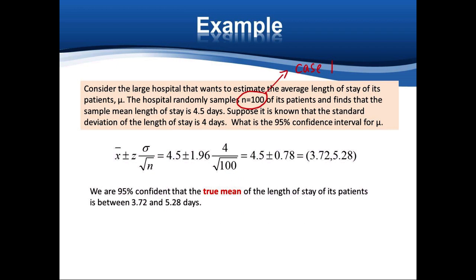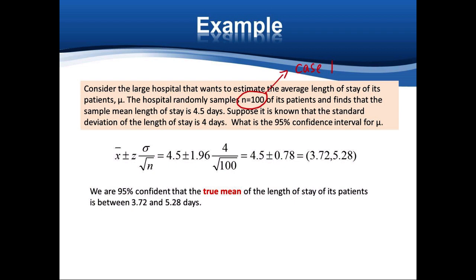Example 1. Consider a large hospital that wants to estimate the average length of stay of its patients, mu. The hospital randomly samples 100 of its patients and finds that the sample mean length of stay is 4.5 days. Suppose it is known that the standard deviation of the length of stay is 4 days. What is the 95% confidence interval for mu?